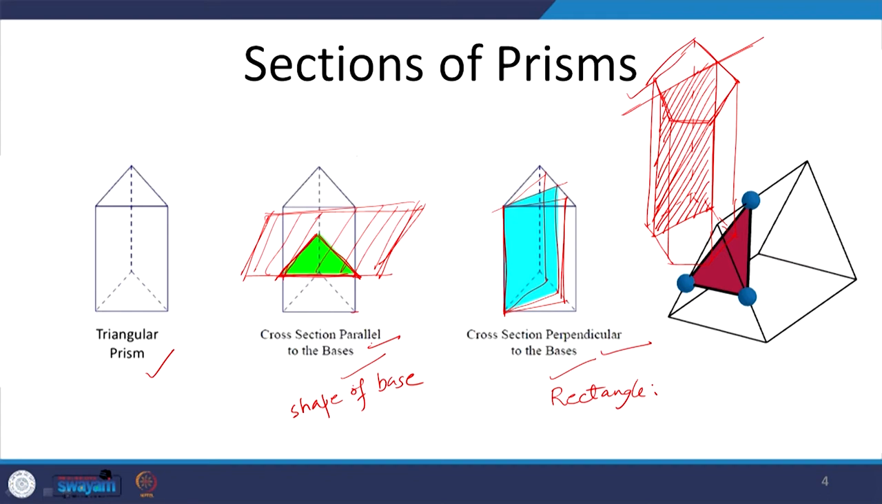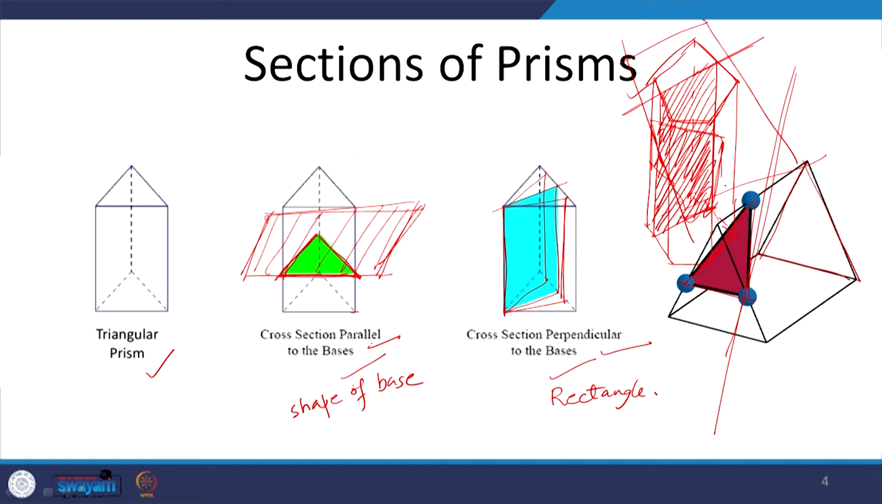There is another condition where the plane is inclined to the prism. In that case it will depend on where the plane is cutting it from. In most of the cases, we will get a distorted shape of the base. So in this case, since it is inclined and it is a triangular prism, we will get a distorted triangle. So it will be a triangle but different from the shape of the base. In case it was a pentagon and it was being cut like this, we would have seen the shape of a pentagon, a distorted pentagon coming as a section of the solid.